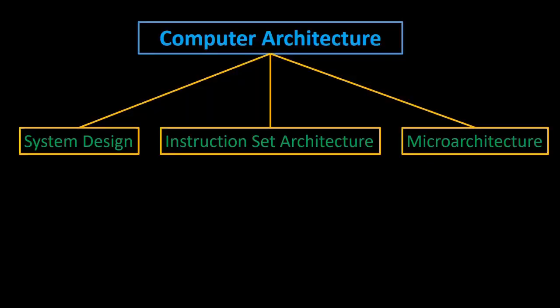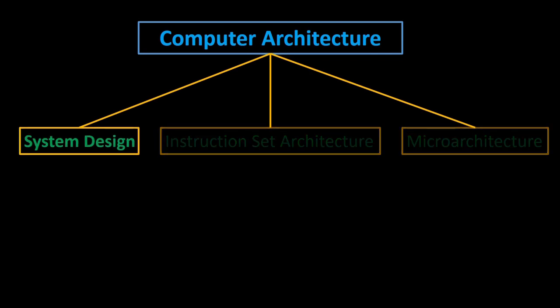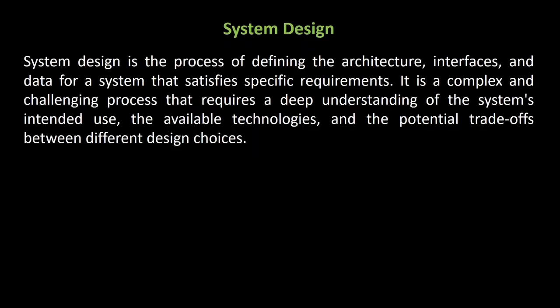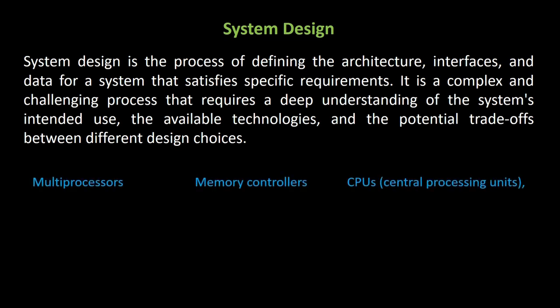Computer architecture can be categorized into three main categories. The first category of computer architecture is system design. This aspect focuses on the hardware components that make up the actual computer system. It includes multiprocessors, memory controllers, CPUs, data processors, and direct memory access. The system design is responsible for orchestrating these hardware parts to create a cohesive and functional computer system.